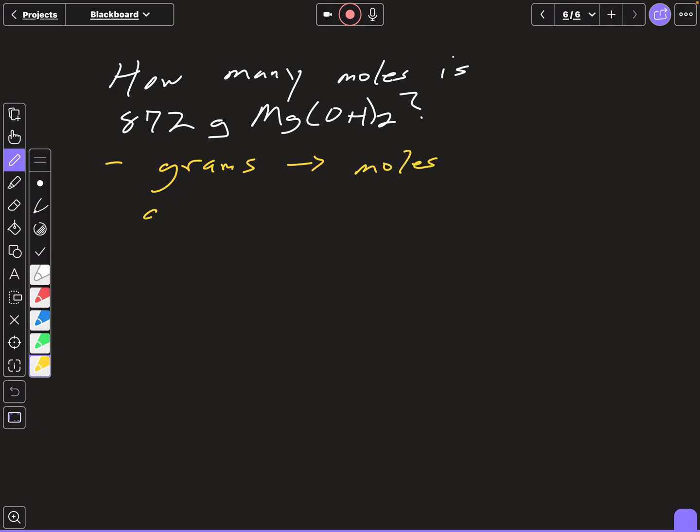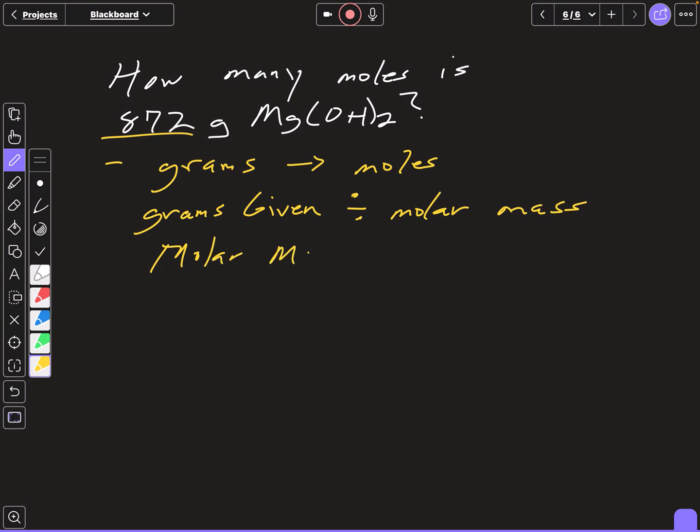We're going to take our grams given in the problem and we divide that by the molar mass. So you should put the mass that's given in the problem first, which will be 872, and divide that by the molar mass of MgOH2 instead of the other way around. Do not put the molar mass first into your calculator. Put the grams given in the problem, otherwise you will miss it. Alright, so I figured out in the last problem that the molar mass I calculated for MgOH2 is equal to 58.33 grams per mole.